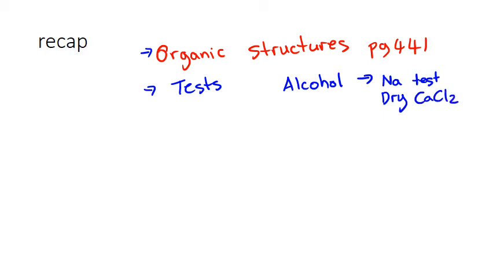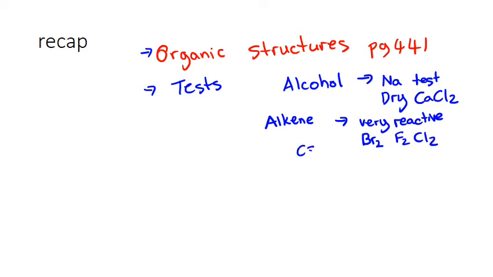Alright, alcohols, what's next? Let's go back to alkenes. So remember they have a double bond, so they are very reactive. And we can use any halogen, so something like bromine, fluorine, chlorine. Okay, that will break that double bond and it will form, well, whatever we have, the bromine or the fluorine or the chlorine will bond to the carbon in place of that double bond.